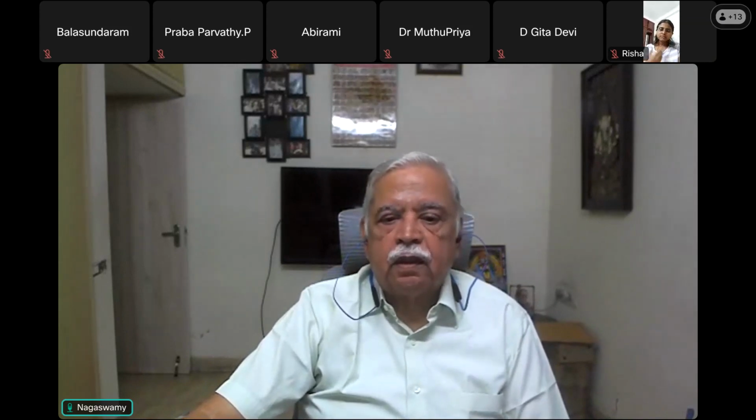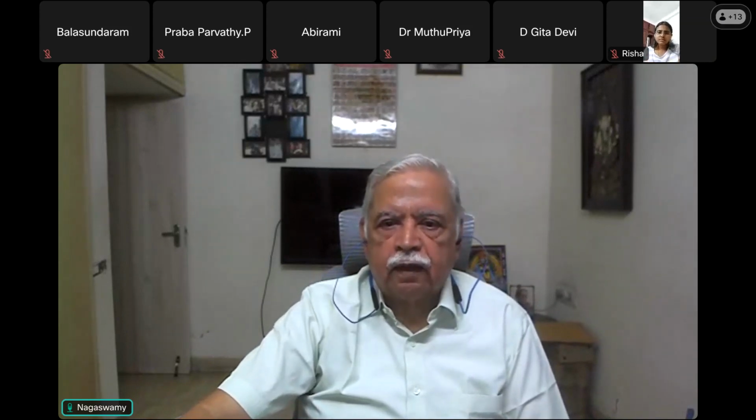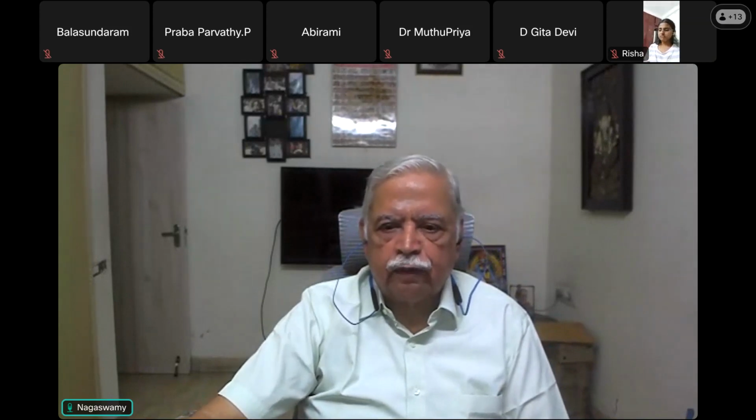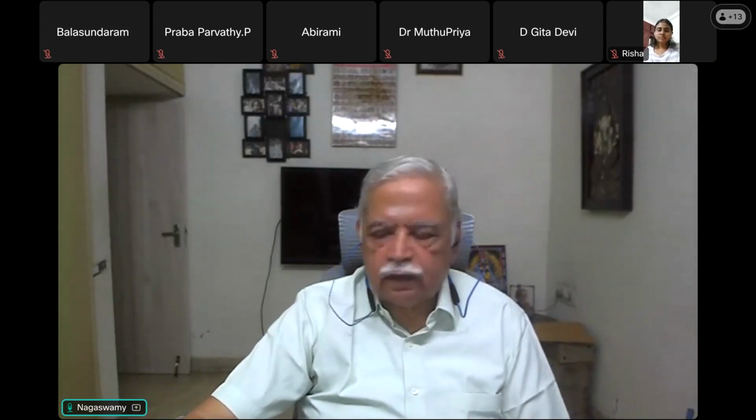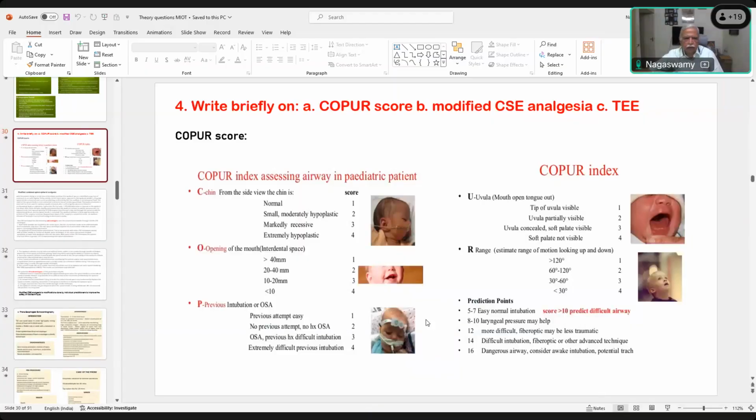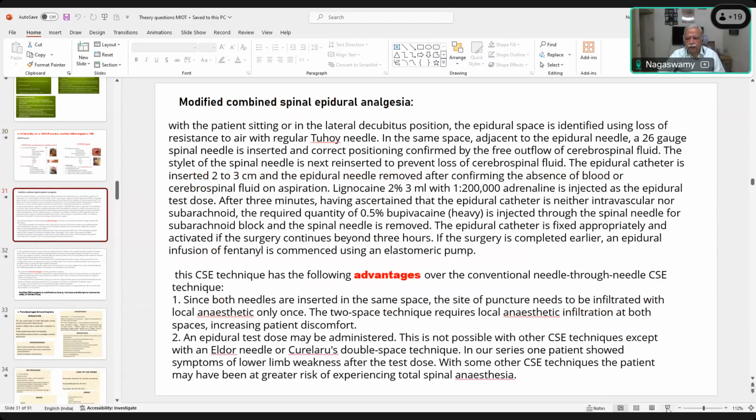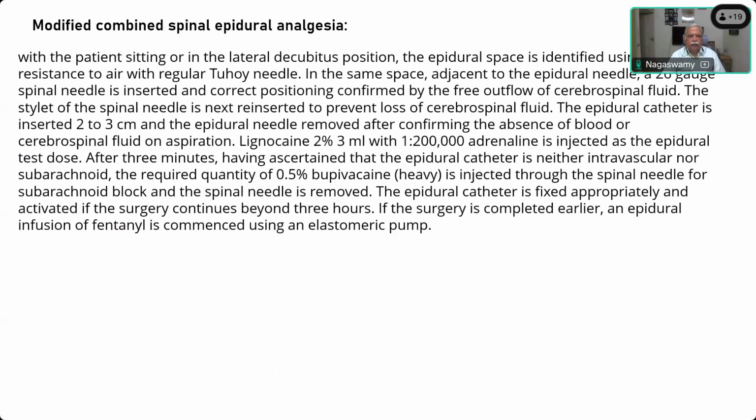And that is what I just thought I'd ask as a question, as a modified spinal. All these modifications, as all of you know, have been done through various methods as you described. So we'll just go through what is happening here. The patient for this modified combined spinal epidural may be in the sitting or in the lateral decubitus position.